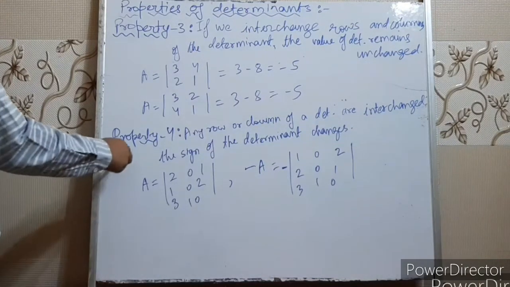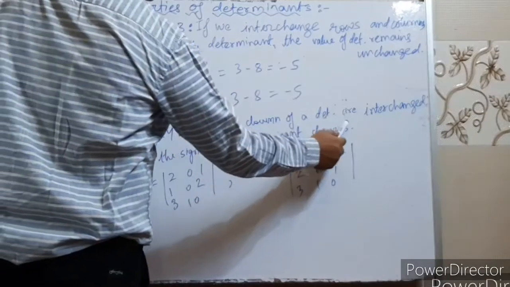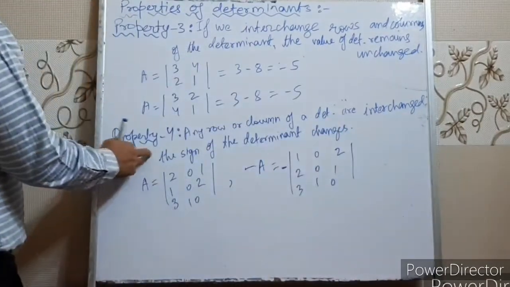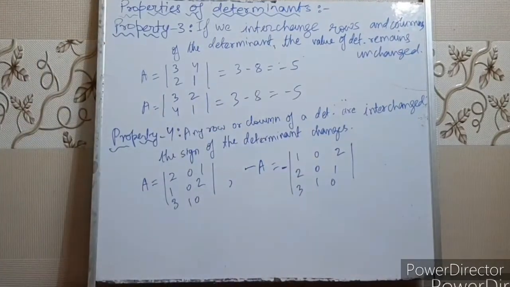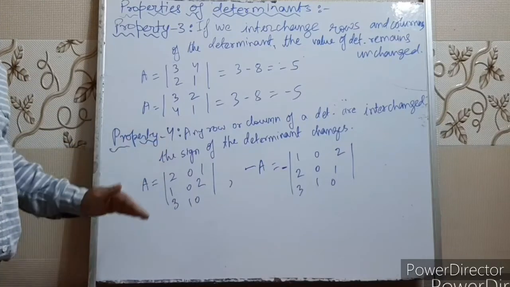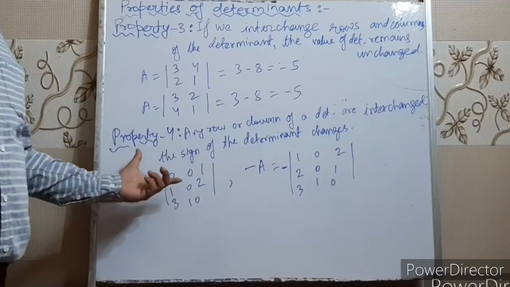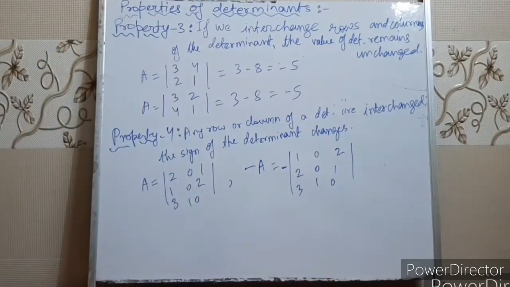Now see property 4. If any two rows or columns of the determinant are interchanged, the sign of the determinant changes. What does that mean? It means that on changing any particular row with any other row, there will be a minus sign for the whole determinant. The minus sign comes out.